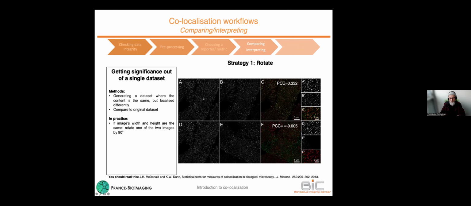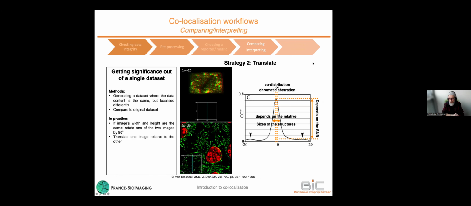Of course, if you've got quite a dense situation, even if you rotate, you will always have some overlap and a risk to have a correlation. So this kind of strategy is okay-ish in case you've got sparse objects. Another strategy is to translate one image relative to the other. This is exactly what you have here on the two images.